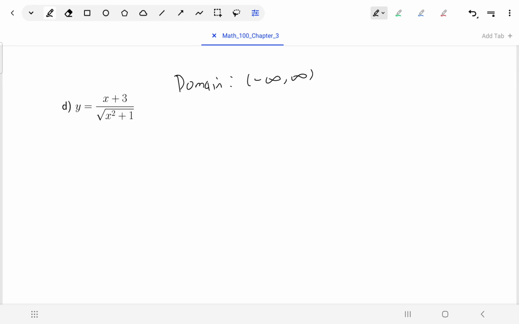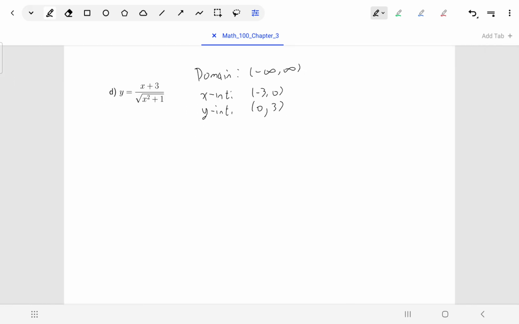If we're thinking about intercepts, I can spot those really easily. For the numerator, it's equal to 0 when x is -3. And when x is equal to 0, the y value would be 3 over the square root of 1, which is just 3. So the x-intercept and y-intercept are easy enough for us to find. Let's start with the calculus side of things.